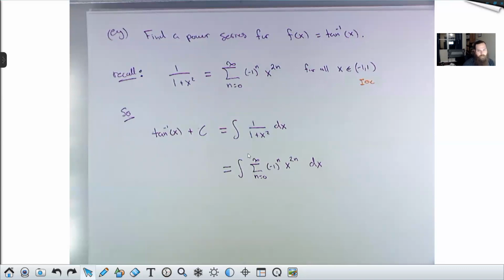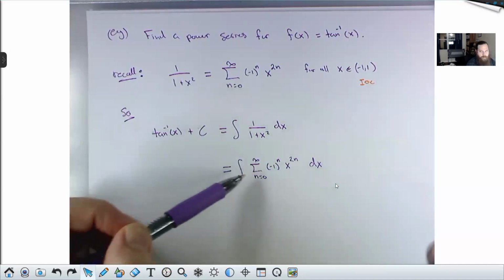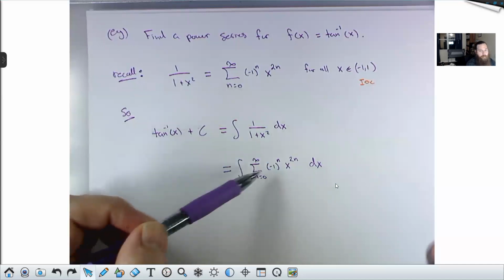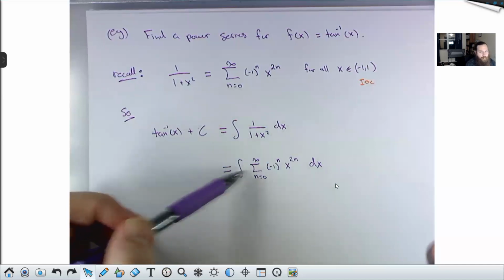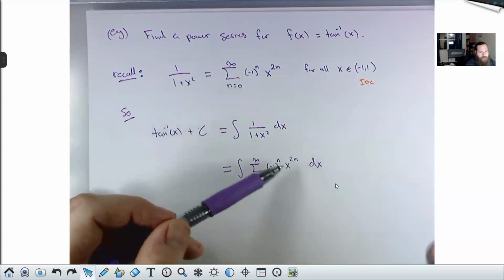Because this function is equal to this power series. That's what we discovered at the start of class. As long as x is in the interval, this function is equal to this power series. So the integral of this function is equal to the integral of that power series. And the big deal is the integral and the sum talk to each other. You can flip them over. In fact, you can push them all the way in here. The only thing you're integrating are the x's.